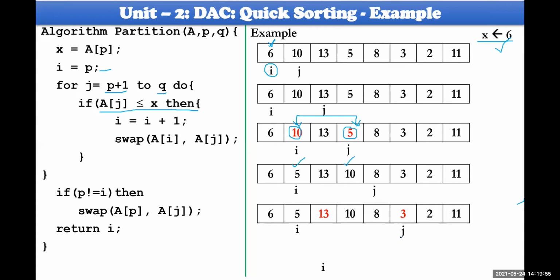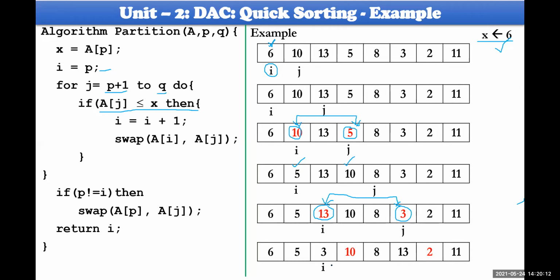Therefore the i value will be moved towards the right for one step, and then now 13 will be replaced with 3, I mean 3 swapped with 13. So these two will be swapped. Okay, then the array will look like this. 13 will be moved to this place, and it could be done. Then followed by one more value, that is j equal to 2.